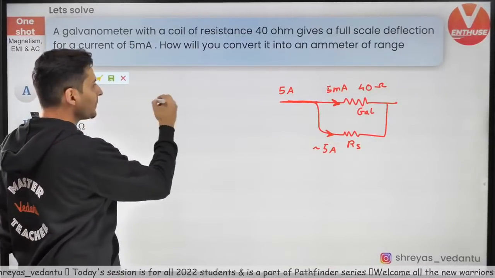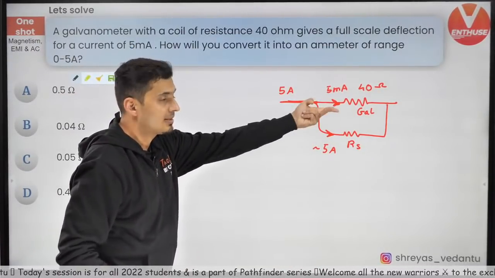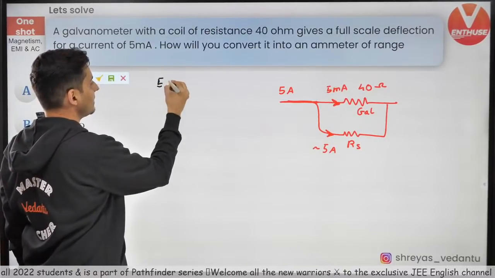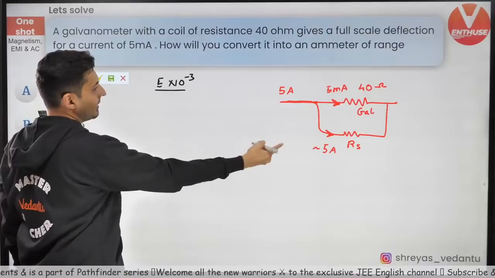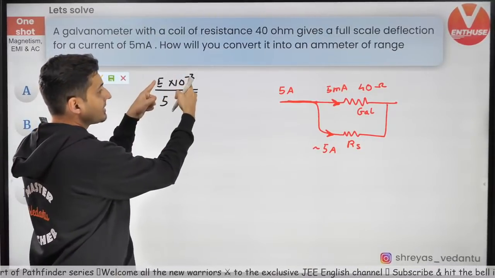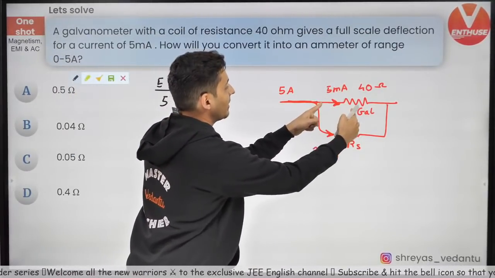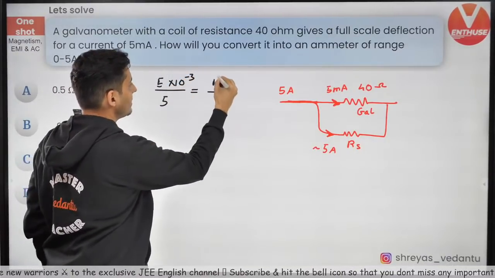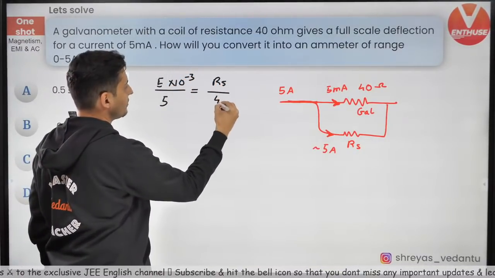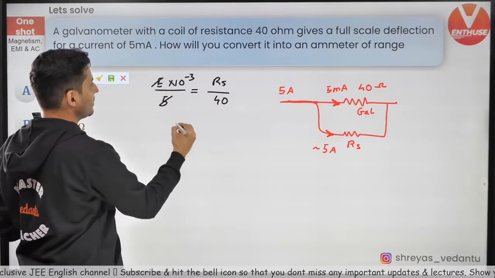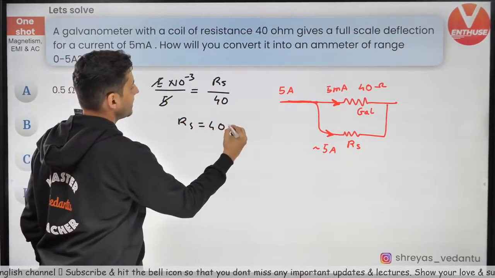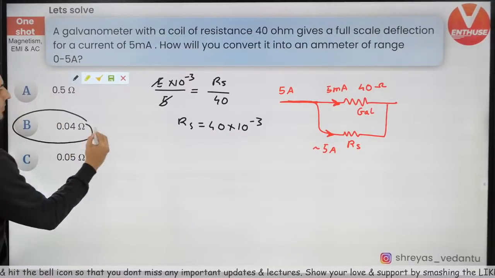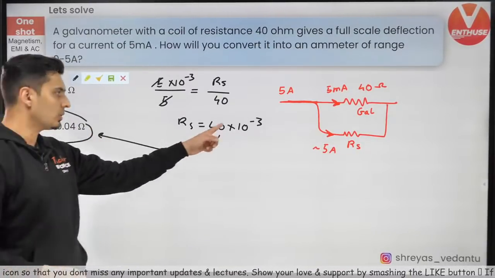And what did I just tell you? Ratio of currents is inversely related to the ratio of resistance. So 5 milli means 10 to the power minus 3 divided by 5. This is through the galvanometer. Galvanometer by shunt will be shunt by galvanometer. So RS will be 40 into 10 to the power minus 3. Is it there? Yes, it is there. This is exactly this, 4 into 10 to the power minus 2.